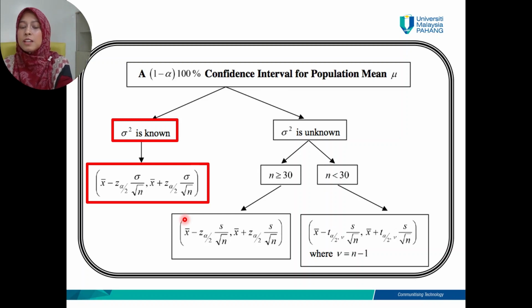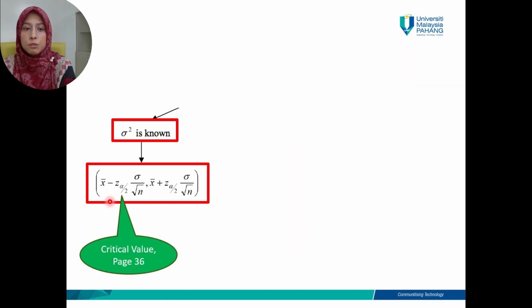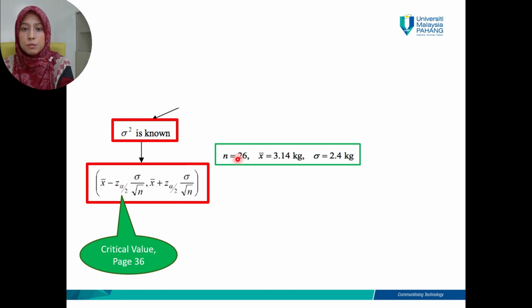You will choose the first formula, in which you need to substitute all the values given to you. So n is going to be 26, sigma here is going to be 2.4, and X bar here is going to be 3.14 kilogram. But you still don't have one piece of information, which is the critical value. So you need to find this critical value from the formula book, page 36.